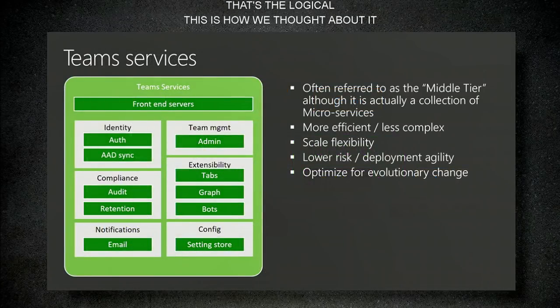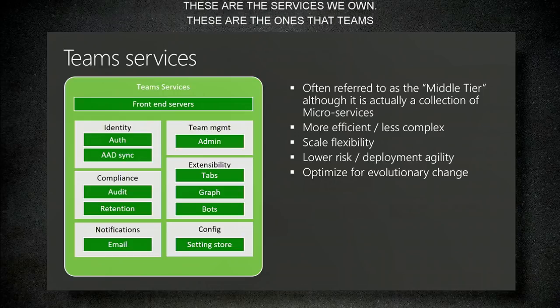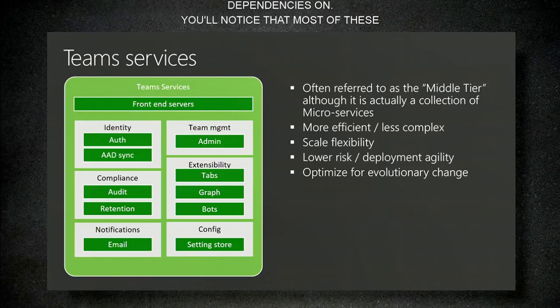These are the services we own. These are the ones that Teams built to be Teams versus the other ones that we take dependencies on. You'll notice that most of these have more of an orchestration component to them. What we're doing in Teams is taking all of the Office 365 capabilities, all of the modern Skype infrastructure, and trying to bring them together in this wonderful chat-centric workspace, the hub.